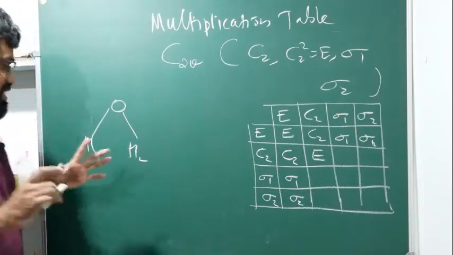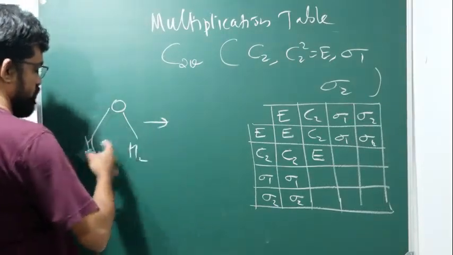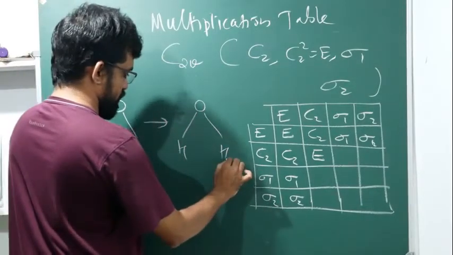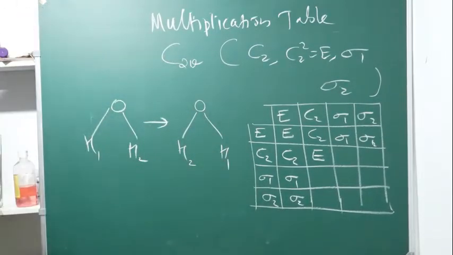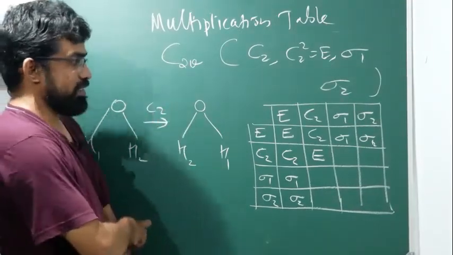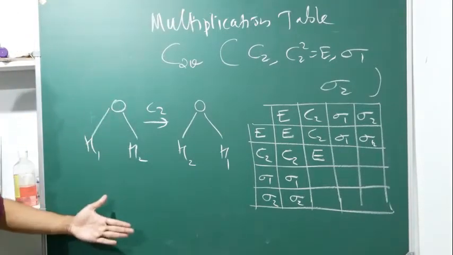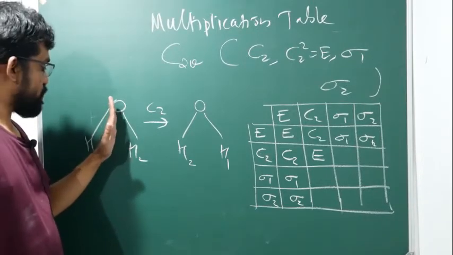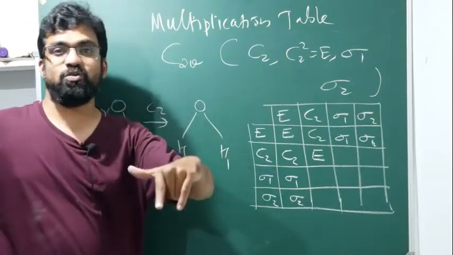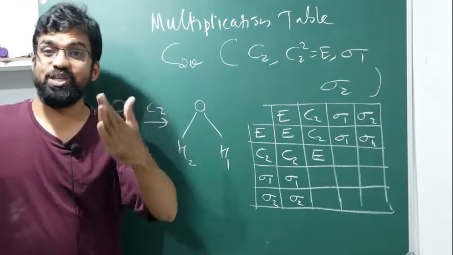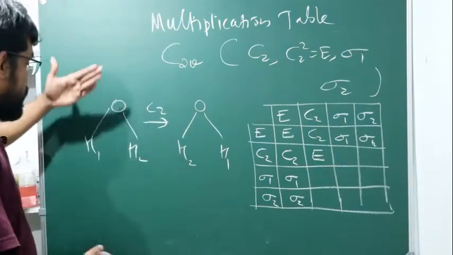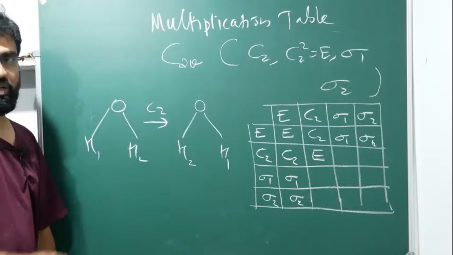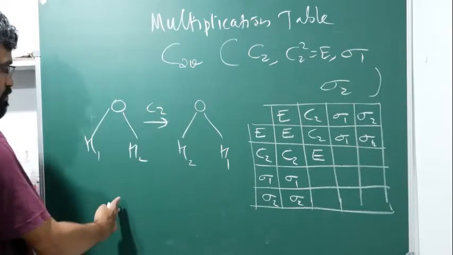For this C2, what happens when you do C2? The oxygen stays, H2 will come here and H1 goes here. Then next is sigma 1. I have to define this is sigma 1 and this is sigma 2. So from this product I am doing sigma 1. I told you I have to define sigma 1 and sigma 2 before doing the operation. So I am taking sigma 1 as one of the two planes. This is sigma 1 and this is sigma 2 for this. Okay, sigma v1 and sigma v2.